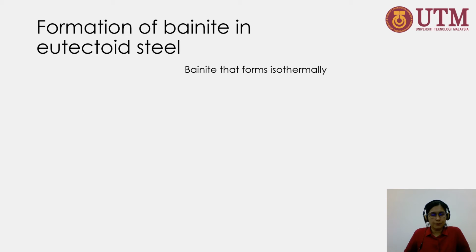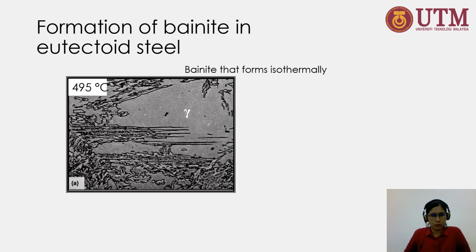So I have here the bainite that forms isothermally. So this is when bainite transformed from austenite at 495 degrees Celsius. In this microstructure, we can observe some still in austenite, and when the transformation happens, ferrite will start to form in a needle shape. You can predict that when this transformation finishes, you will have this needle shape of ferrite everywhere, with cementite forming at the outside grain boundary of this ferrite here. So this is the upper bainite.